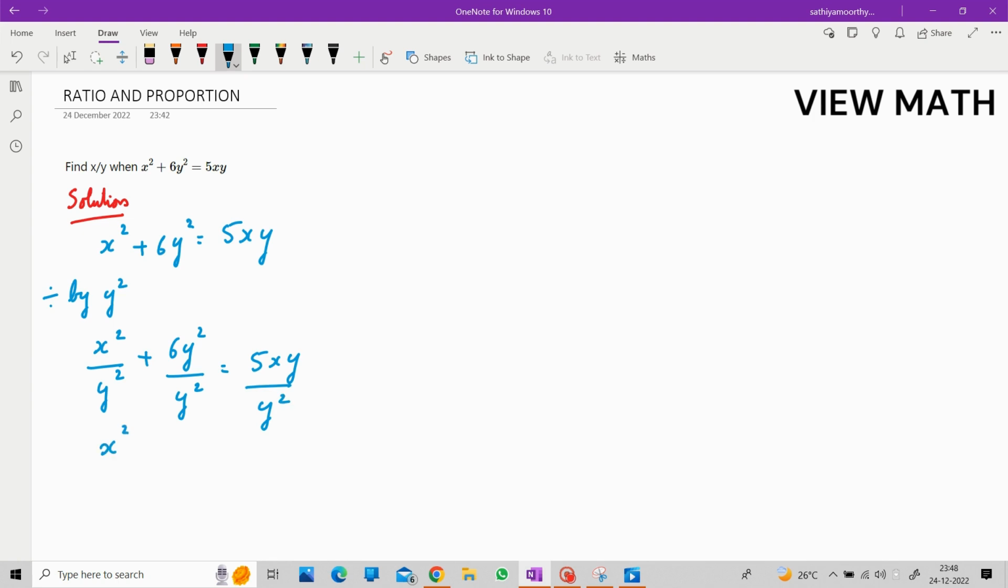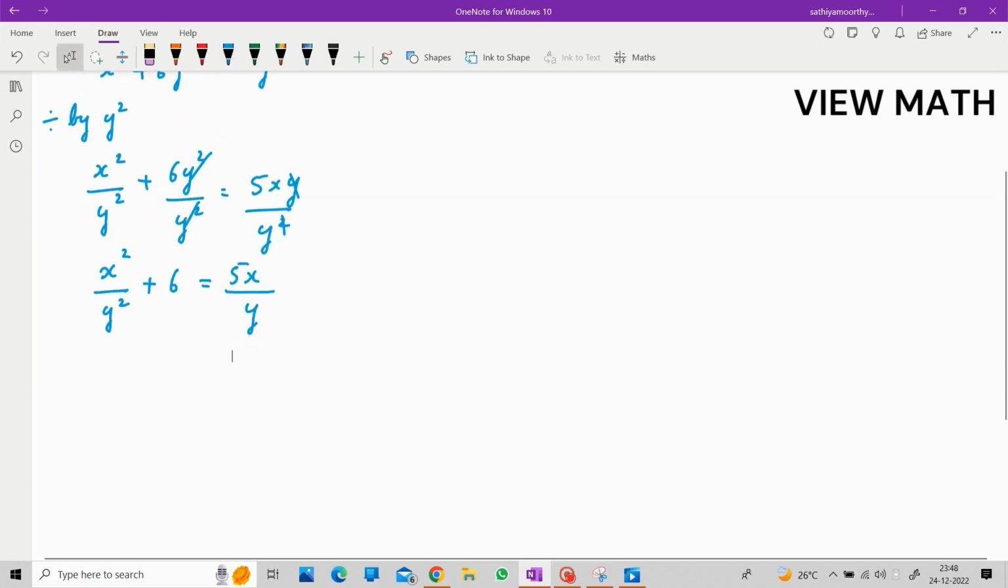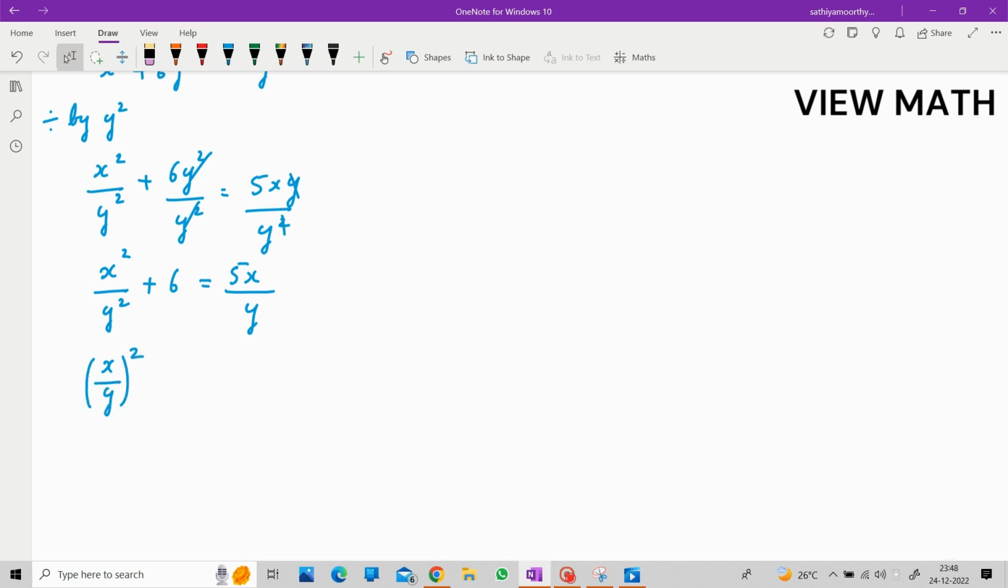So this is x square by y square plus, y square gets cancelled, it becomes plus 6. This is equal to 5xy, and one y in the denominator gets cancelled, so it becomes 5x by y. Now I can write this equation as x by y the whole square. Let me bring this term to the other side. It becomes minus 5x by y plus 6 is equal to 0.